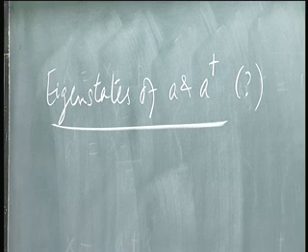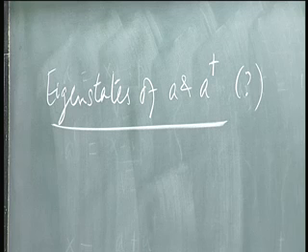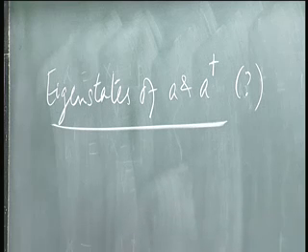They will be complex, it does not matter. After all, if I look at x plus ip, where x and p are physical and have real eigenvalues, the number x plus ip is complex in general. So I can live with that, but the question is, can I find eigenfunctions or not?